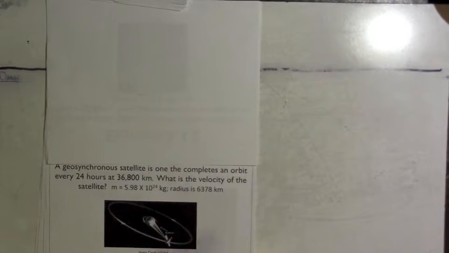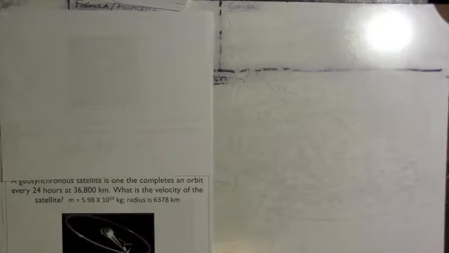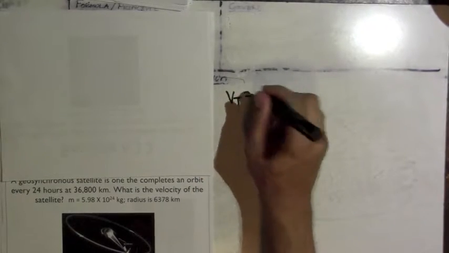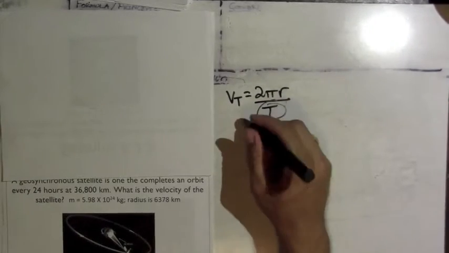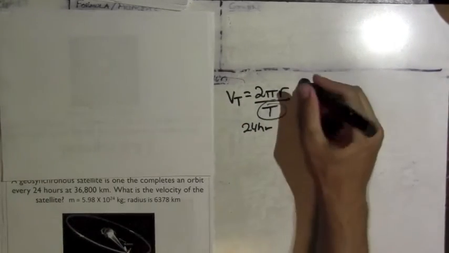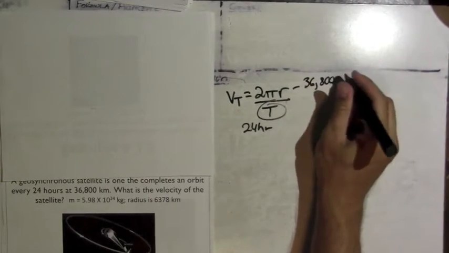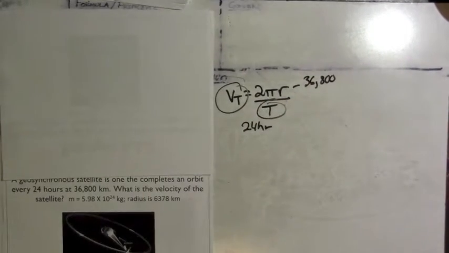Alright, in this example, it says a geosynchronous satellite is one that completes an orbit every 24 hours at 36,800 kilometers. The question is, what is the velocity of the satellite, and then it gives you the mass of the Earth. It also gives you the radius of the Earth. There's actually two different ways to solve this. One of them would be simply using the tangential velocity calculation that we learned earlier this year, Vt equals 2 pi r over t, because you are given the orbital period of 24 hours. In addition, you're given the radius as being 36,800 kilometers. So that would allow you to calculate the velocity that way.